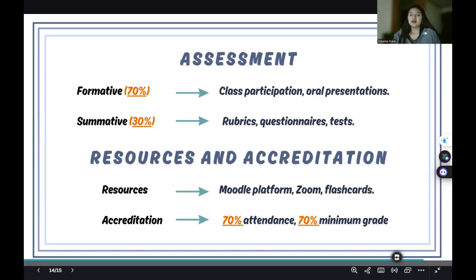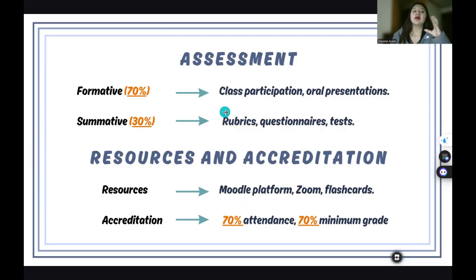Then we have the assessment. As you know, we have two kinds of assessment. The first one is the formative, in which we have class participation, oral presentations, and pair activities. In my case, this is going to be 70% of their grades, the formative: how they interact in class, how they participate, how they help each other. Then we have the summative. As you know, here we have rubrics, questionnaires, exams, and tests, and it has 30% of the grades.